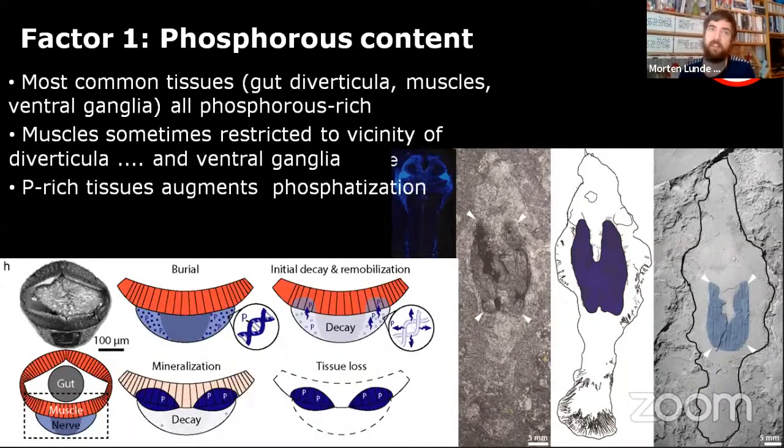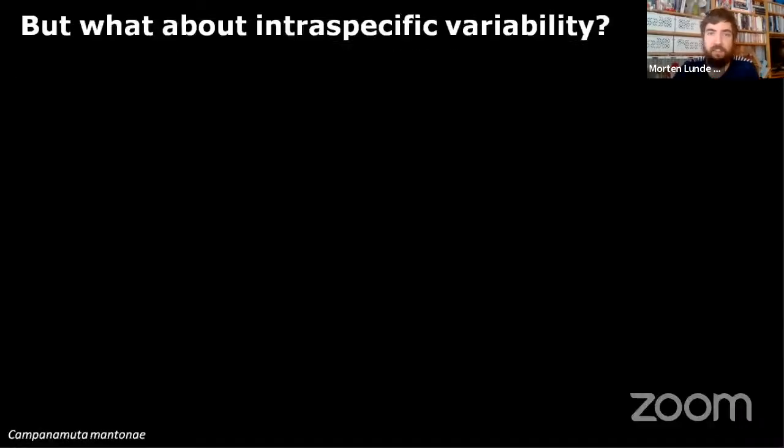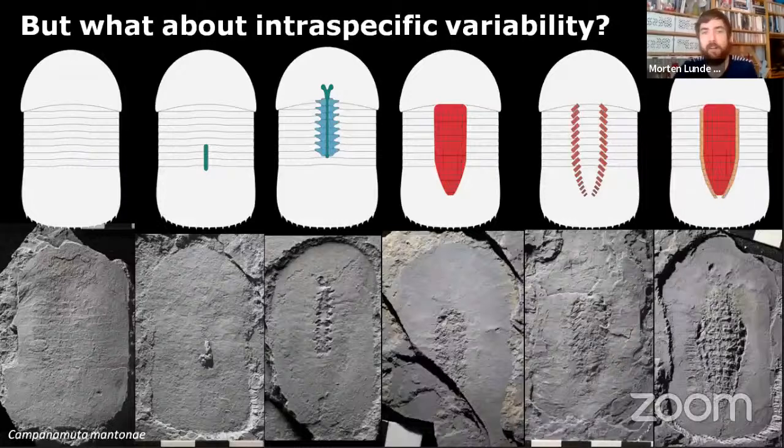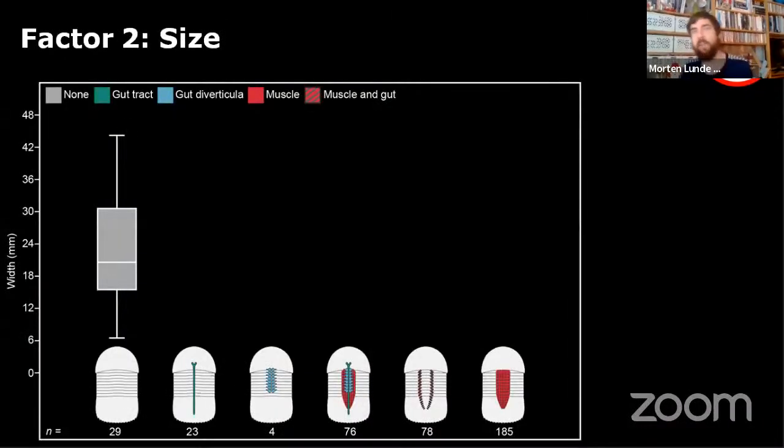So this means that not only do phosphorus-rich tissues have a higher potential to phosphatize themselves, but they can also augment the phosphatization of the adjacent tissues. But we still see that not all phosphorus-rich tissues phosphatize all the time, which is shown here by the arthropod Campanamuta. So what explains this variability?